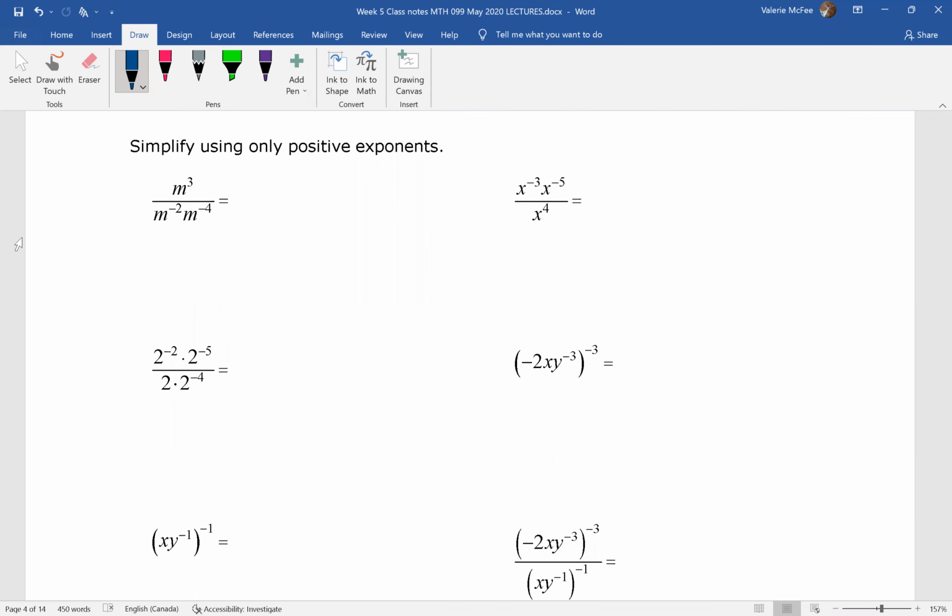Let's do this first one here together. Notice that we have 3 factors with base m. When we're finished, we want only one m in our simplified expression. If we're going to make all of our exponents positive, I can see I need to flip each of these at the denominator and move them to the numerator. So we have m cubed times m squared times m to the power of 4. Keep the base, add the exponents. Pause your video, try the next two.